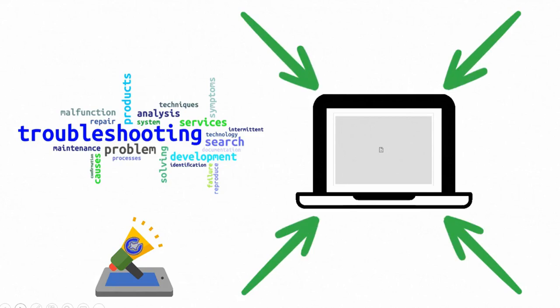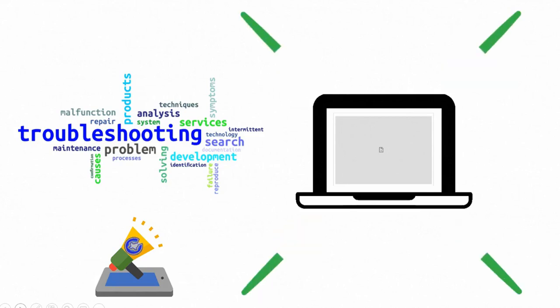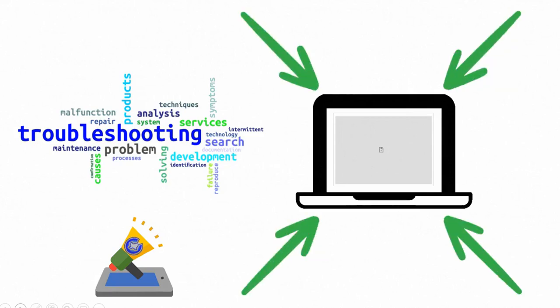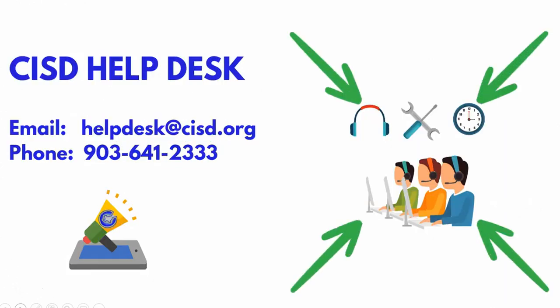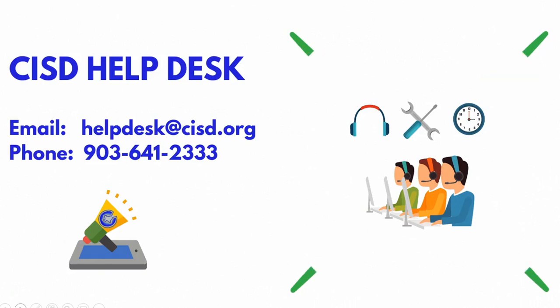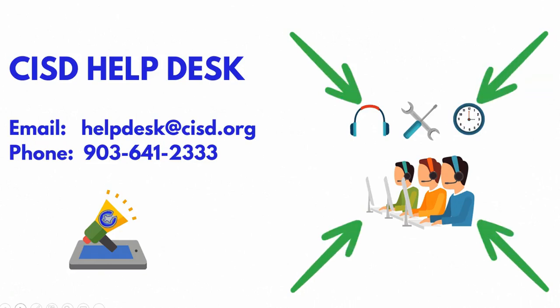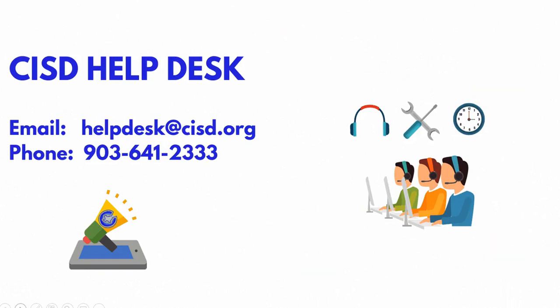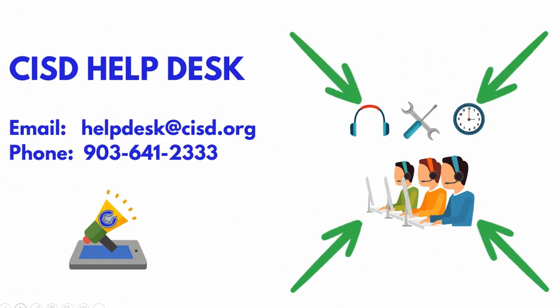We do not want you to have broken links and sad faces on your computer screen, so we're here to troubleshoot those kinds of things. We also have the CISD help desk that is there for you in case you do have a problem with your Canvas account. The email is helpdesk@cisd.org and the phone number is 903-641-2333.